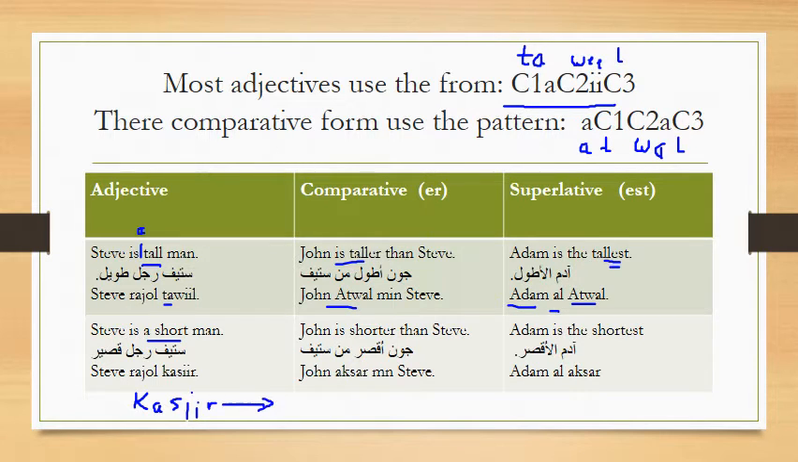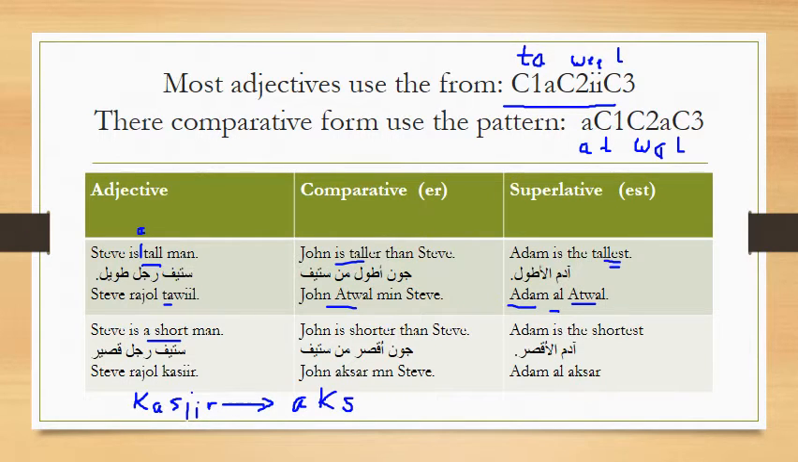Let's change it to the comparative form. First we put A, then we take C1. What's C1 here? It's K. Then C2, what's C2? It's S.